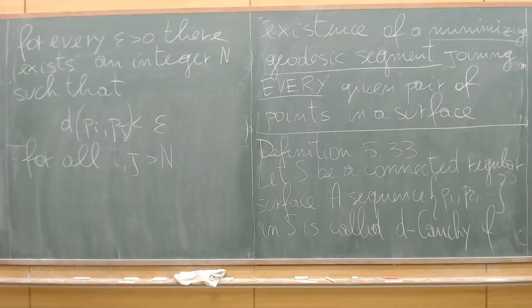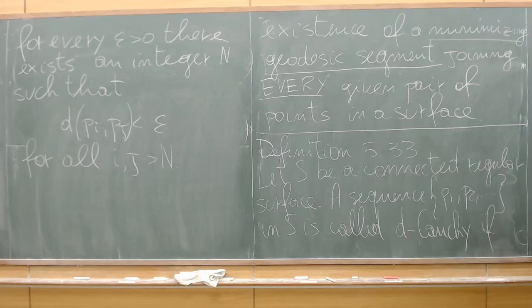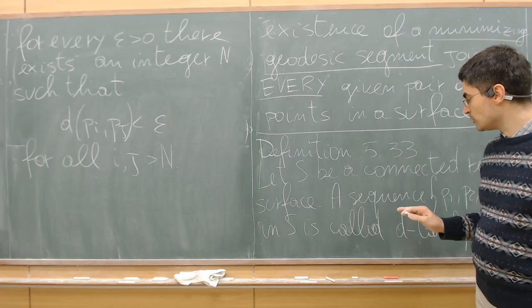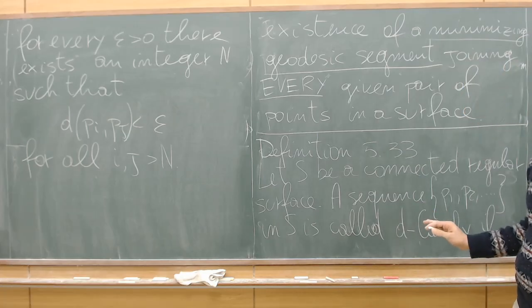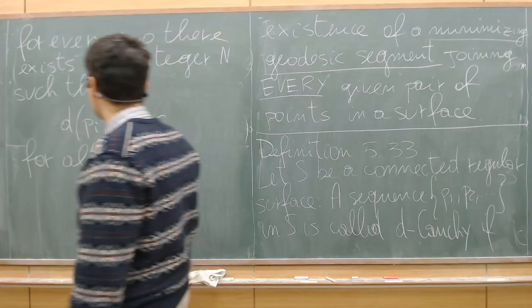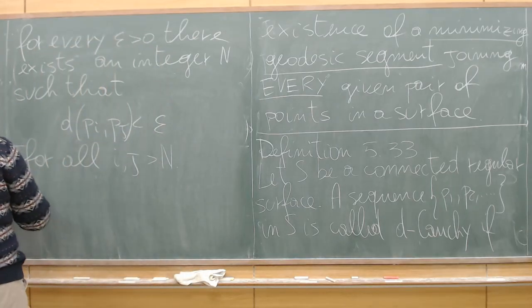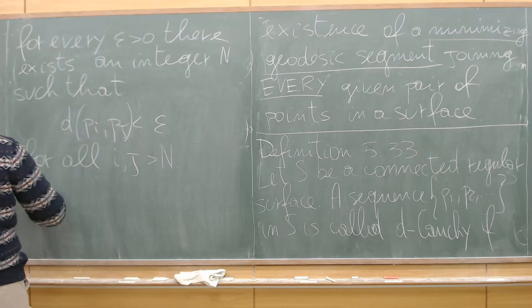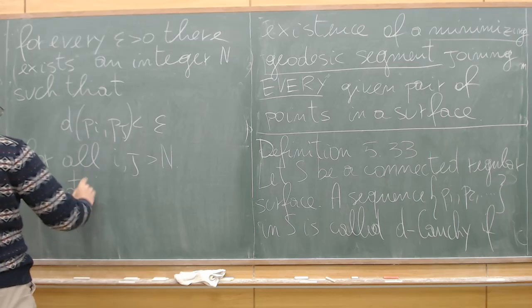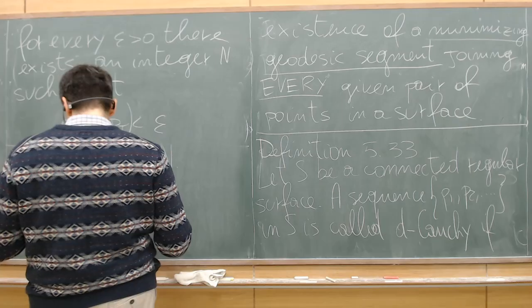This definition is formally similar, actually identical, to the definition of Cauchy sequence for points in R3. The difference is that we use the intrinsic distance. So d denotes the intrinsic distance.